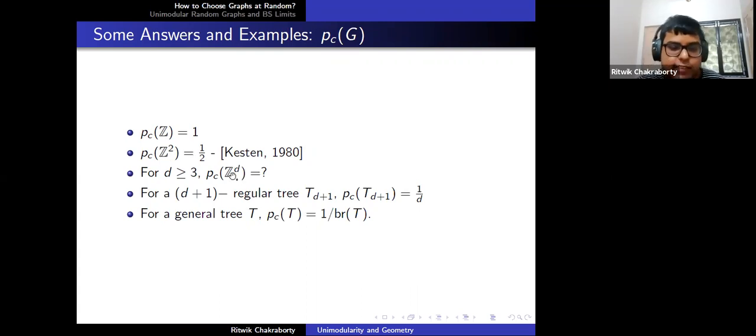But what about D greater than or equal to 3? In fact, it's still open; nobody has ever calculated PC of ZD for D greater than or equal to 3. But it's actually simple enough to show that PC of Z2 is strictly between 0 and 1. That is, for all Euclidean lattices apart from Z, we actually have a non-trivial phase transition.